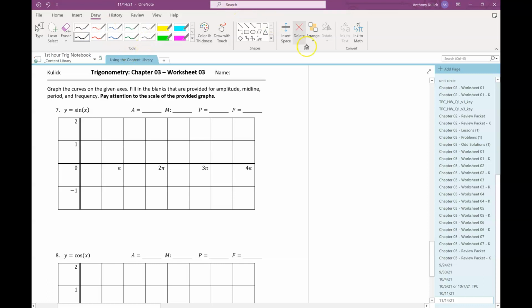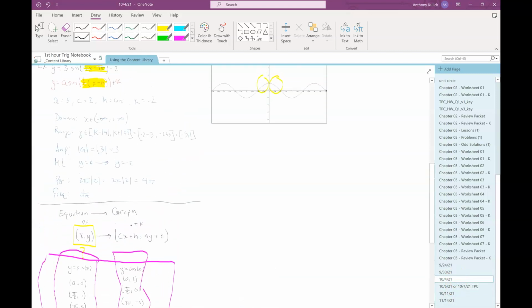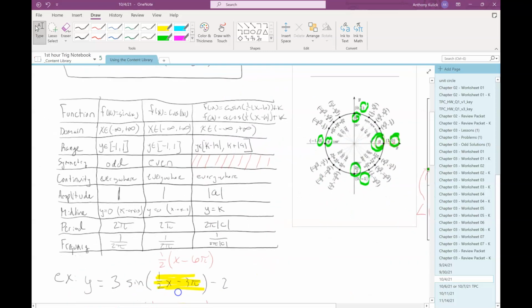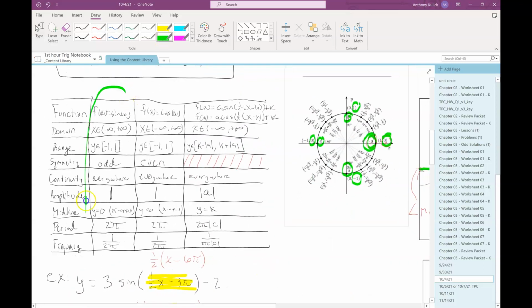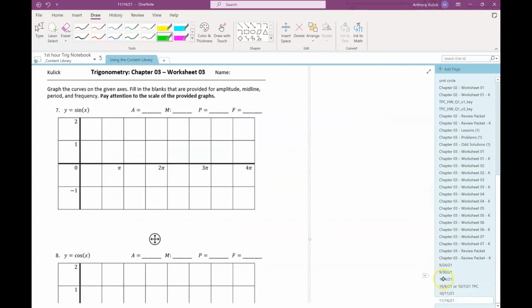So the way that I'm going to do this is, all of this information was in the notes. If I go back to the 10.4 notes and look at my table here, this is my column for sine. So amplitude is 1, midline is y equals 0, period is 2 pi, the frequency is 1 over 2 pi. I'll just go ahead and fill those in real quick. Okay so far, Emilio? Yeah, you just plug or throw stuff in. Yep, I'm just copying it off of the notes.